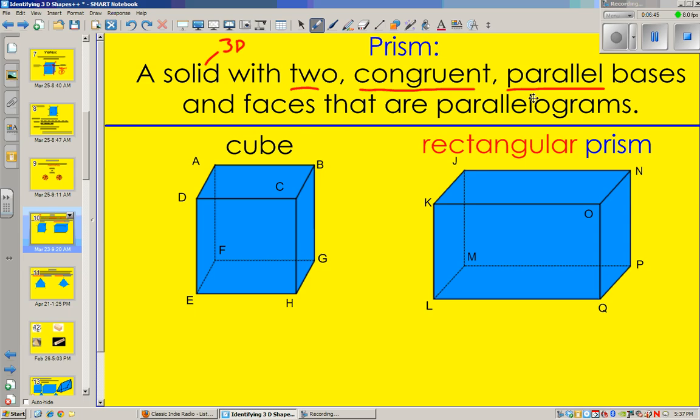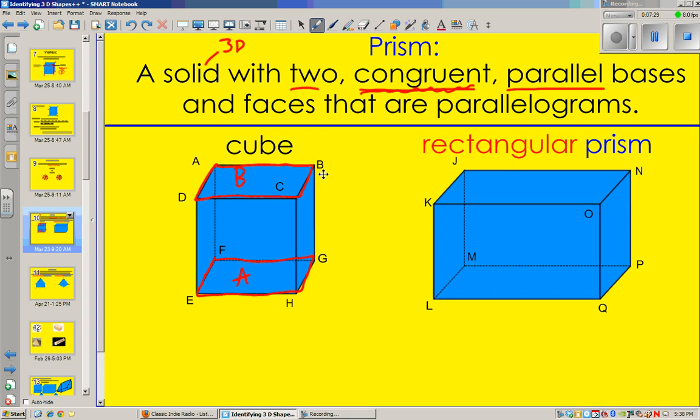So let's go through and deconstruct that definition a little bit using this cube. And cubes are a type of prism. We'll talk about why they're special in a second. So 2 congruent parallel bases. On this cube, let's just start with this one. We'll call this base A, and we'll call this B. This bottom face here is a square, and this top face is a square. So they are congruent.